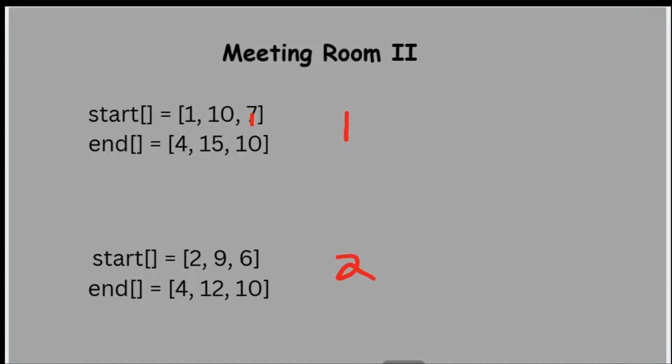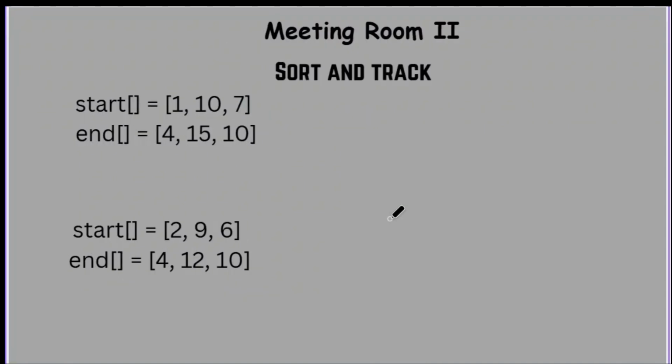So how should we solve this? One of the approaches is sorting and tracking. First you have to sort both the arrays. After sorting, we get start as 1, 7 and 10, and ending becomes 4, 10 and 15.